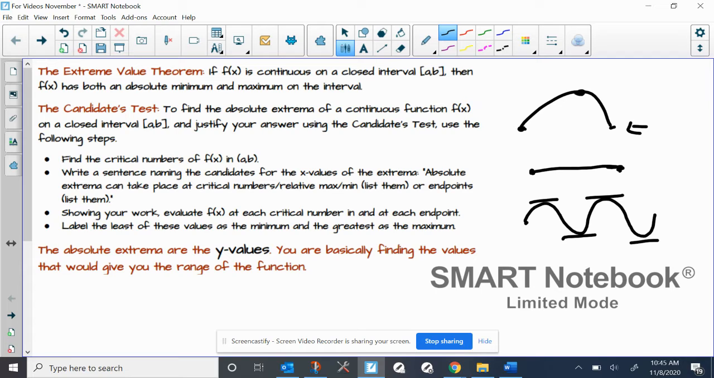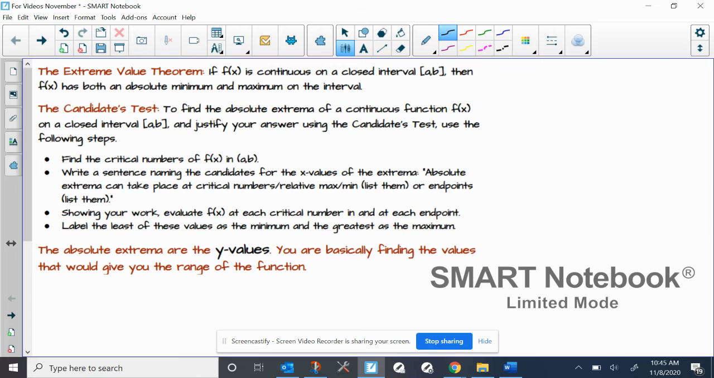All right, the candidates test is how we actually justify, and it also gives you a structure for finding them analytically. So the first thing you're going to do is figure out where the candidates are. So the candidates for absolute maxes and mins are the x values of the critical numbers and the endpoints. So you can imagine, let me do this. All right, so here's where the min is. That's at an endpoint. Here's where the max is. That's at an endpoint. All right, so the min and the max happen there.